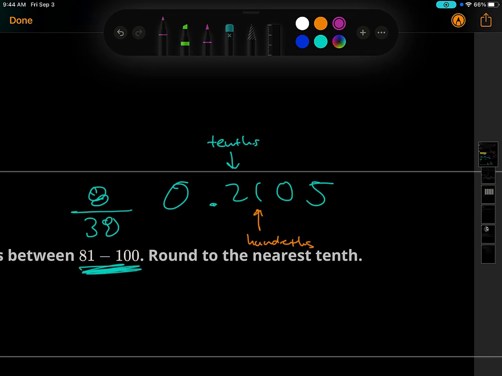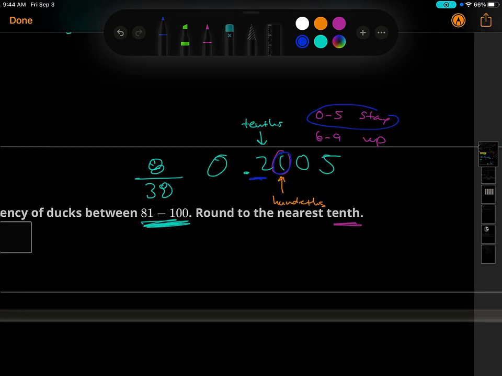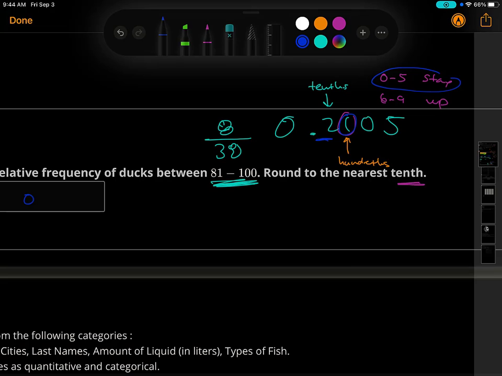So to round to the tenths, you're actually going to look at this number. If it's between 0 and 5, then the tenths place would stay. If it is 6 to 9, then you can round up. So this number is between 0 and 5, so this number is going to stay. So the answer would be 0.2, or 0.2 is our answer.